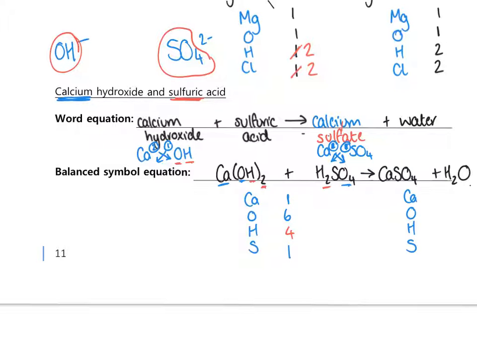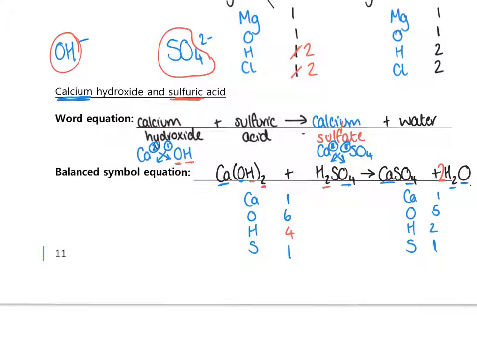On the other side then, a little bit simpler. Calcium, I've got 1. Oxygen, I have 4, plus my 1 here, which is 5. Hydrogens, I simply have 2. And sulfurs, I have just 1. Okay, so we can see that we need more oxygen and hydrogen on the right hand side. The only way I can fix that is by putting a 2 in front of my water.